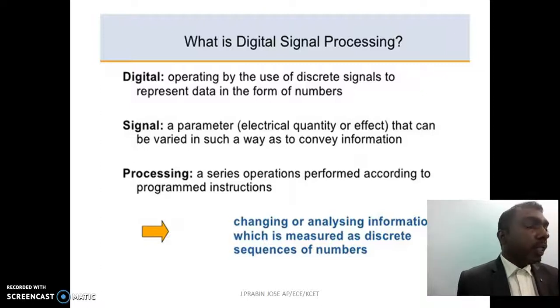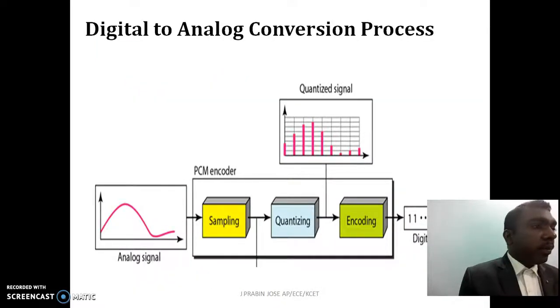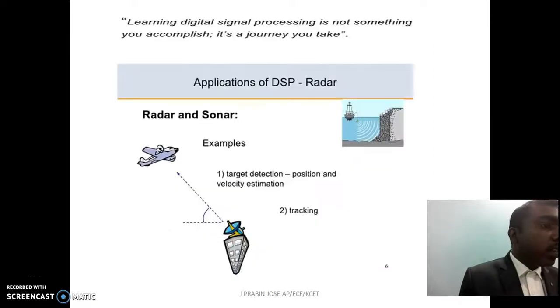Signal conveys information. To get more information from the signal, we have to process the signal. Then why digital? The memory requirement to store analog data is very, very high. So we go for digital, and all the processing devices in our day-to-day life are digital devices. If you want to process your signal, you have to convert it into a digital signal. So this is the sampling and digital to analog conversion process.